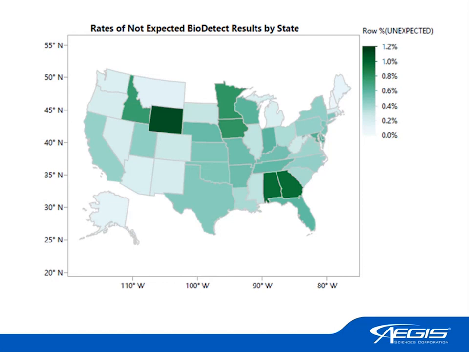The following illustration here categorizes the same data set as the previous slide, but gives you the percent of urine specimens with unexpected BioDetect results based off state. So the darker the green shade, the higher the percentage of unexpected results that we found. So you see the highest results were found in Wyoming, Alabama, and Georgia.